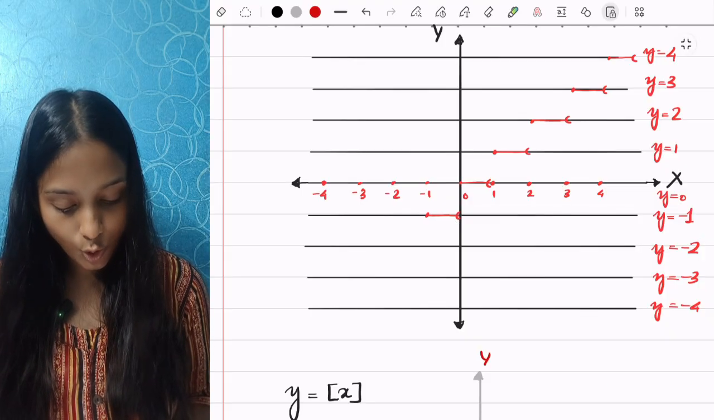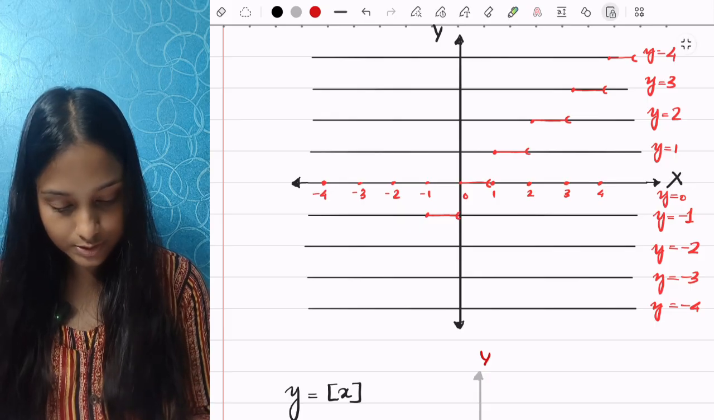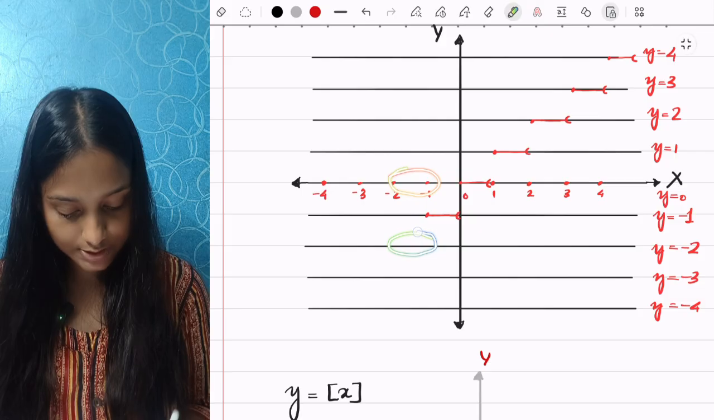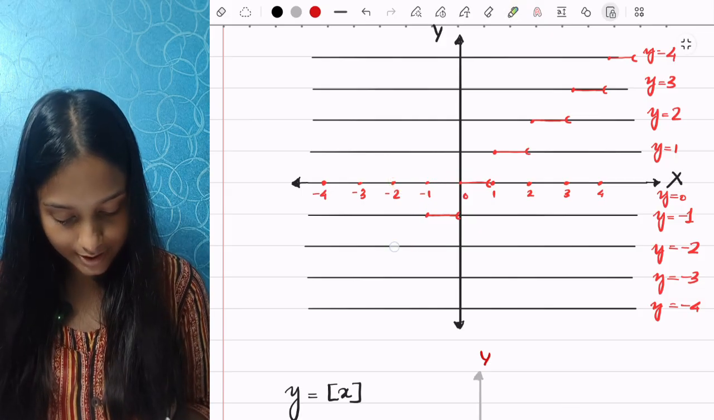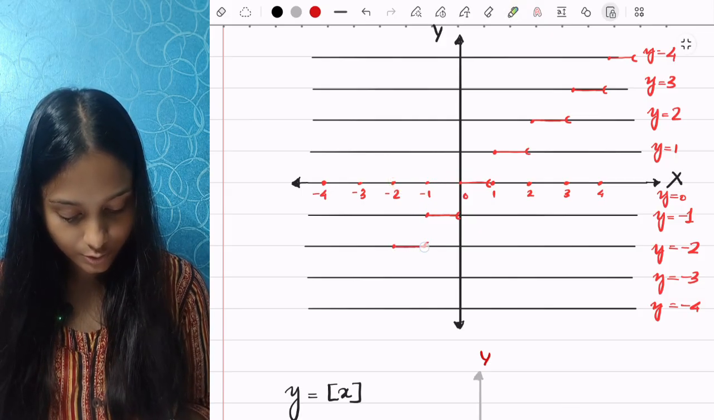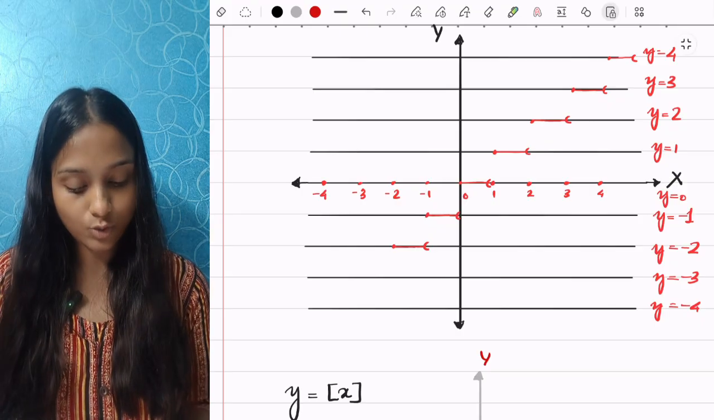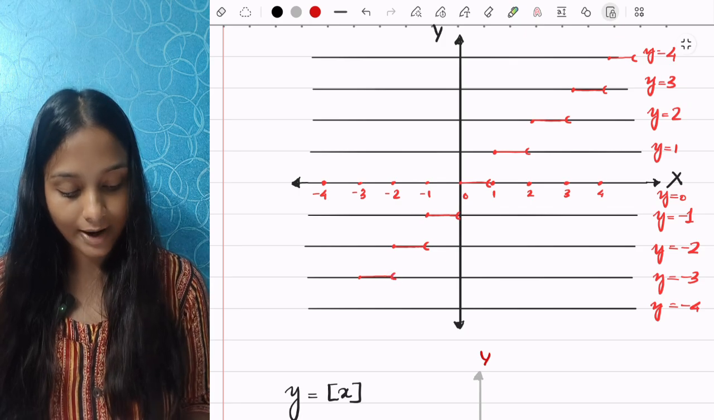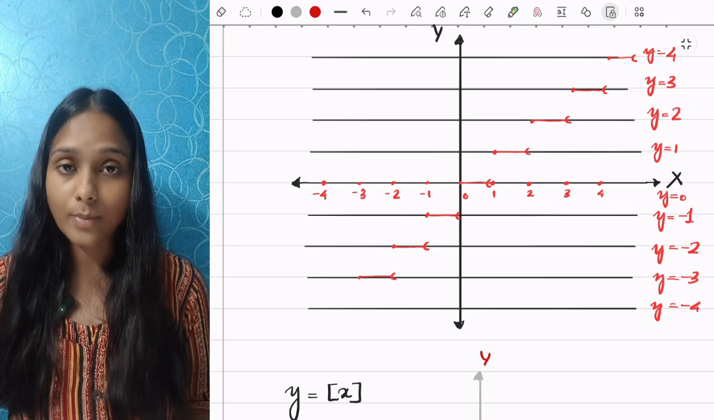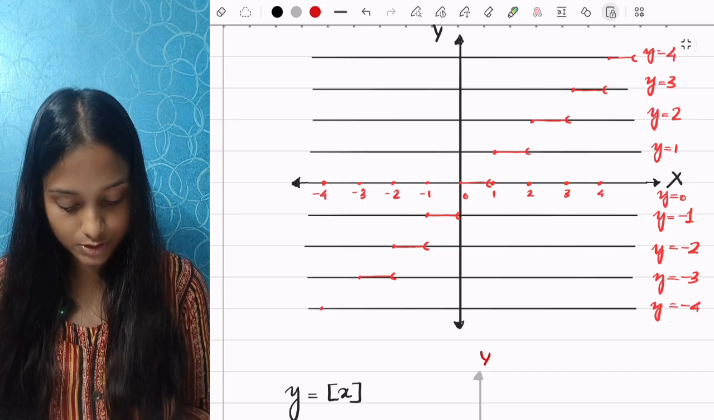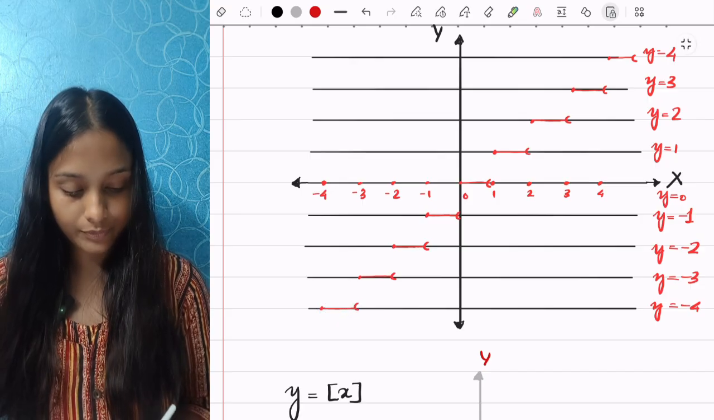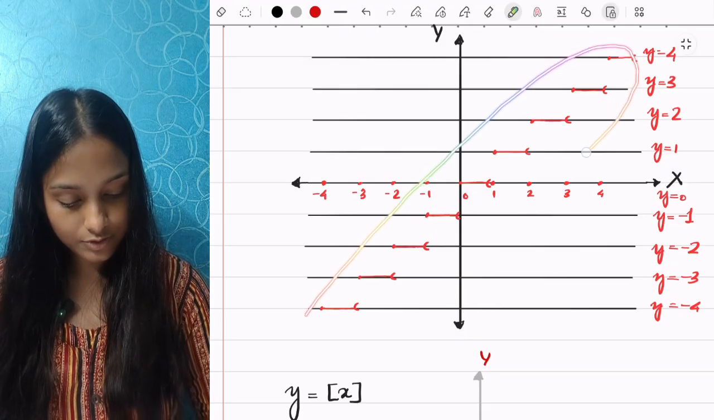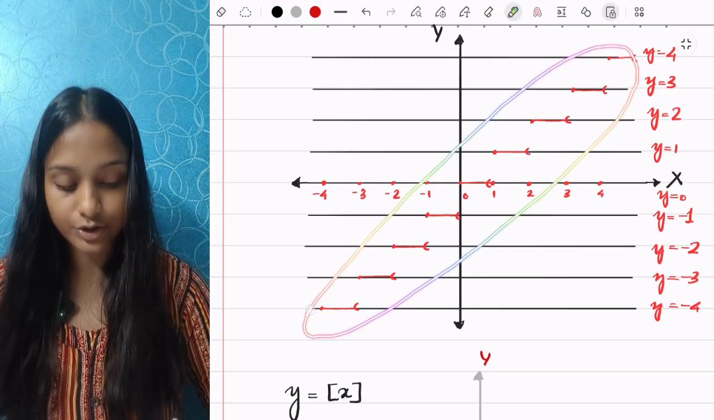Similarly, -2 occurs for this interval. So we will have this, where -2 is closed and -1 is open. Similarly, here -3 is closed, -2 is open for -3. And similarly, for y equals -4, -4 is closed, -3 is open. So here we are getting this kind of step-like structure.